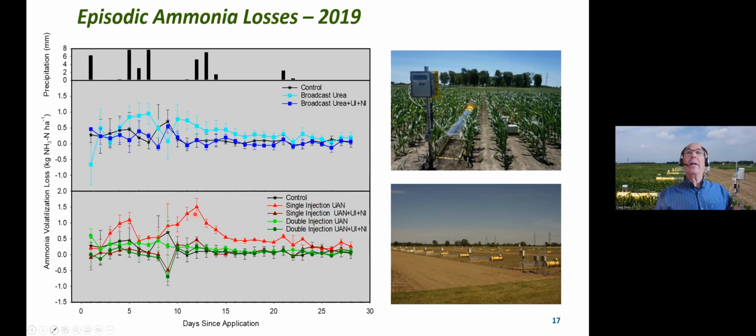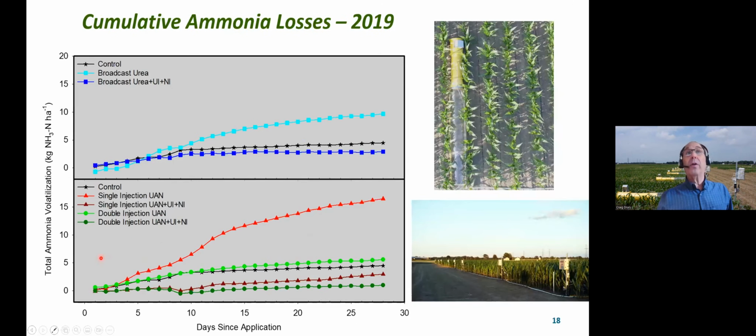The red triangle, single injection, had the highest loss, and the losses occur not just the day of application, the first 2 or 3 days. We actually had losses occur up to really 3 weeks after application before they went down to that 0 level. So when we look at the cumulative losses, let's focus in on this single injection UAN. In this particular year, 2019, we had about 17 kilograms in loss.